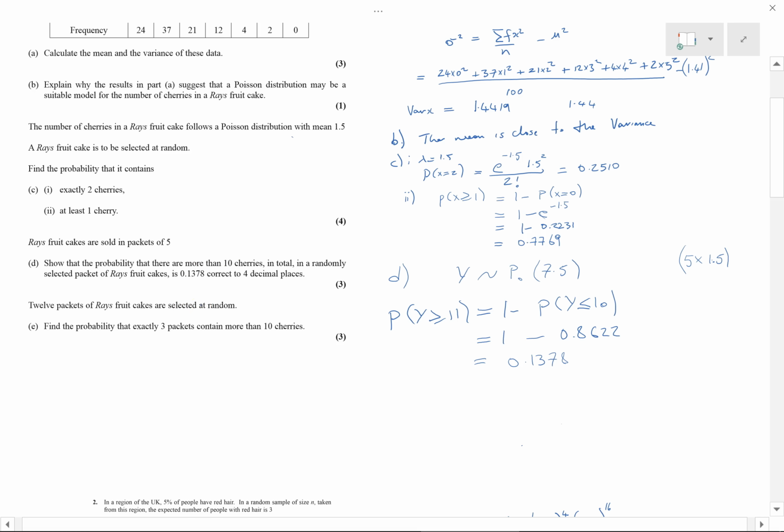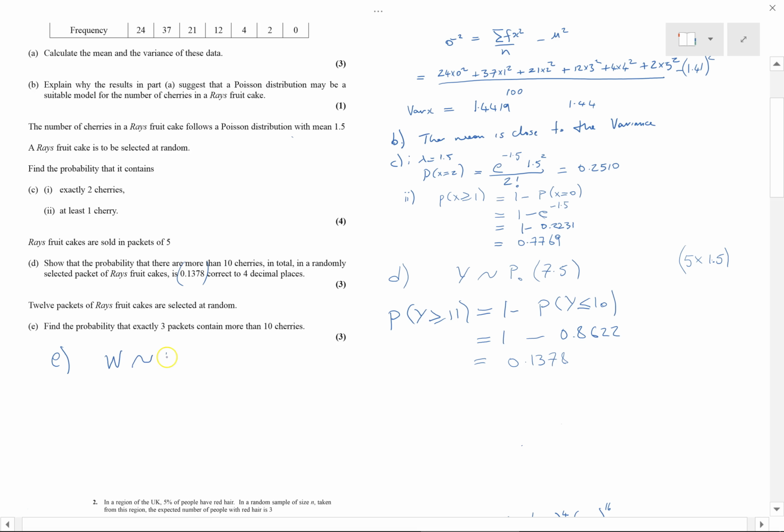Maybe worth a hint: if they give you an answer in a stats exam like that, the chances are you're going to use that in the next bit. So it's this number that's key, because that is going to be the probability that there are more than 10 cherries in total. And here we want the probability that out of 12 of them, 3 have got more than 10 cherries. So let's call the distribution something different, a letter we haven't used yet. I don't really want to use Z. I'm going to use W.